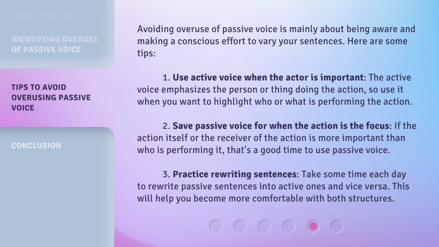Avoiding overuse of passive voice is mainly about being aware and making a conscious effort to vary your sentences. Here are some tips. 1. Use active voice when the actor is important. The active voice emphasizes the person or thing doing the action, so use it when you want to highlight who or what is performing the action.